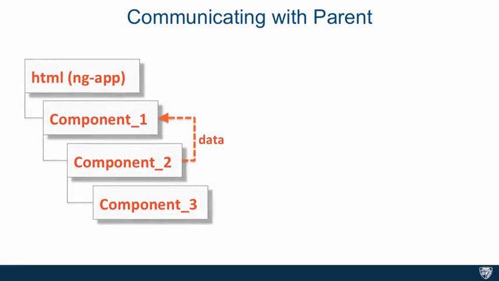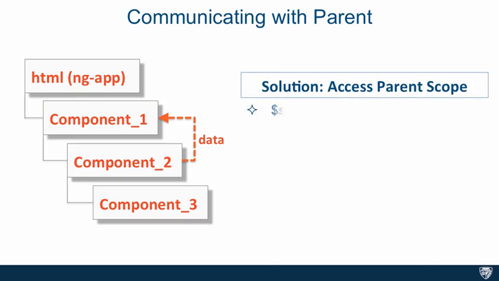Take a look at this diagram. Suppose component 2 wanted to communicate some data to its parent component 1. We have a couple of ways of achieving that. First, we can access component 1 from component 2 by simply going up the scope chain and accessing the parent controller. Angular makes this easy for us with the $parent property on the $scope object.